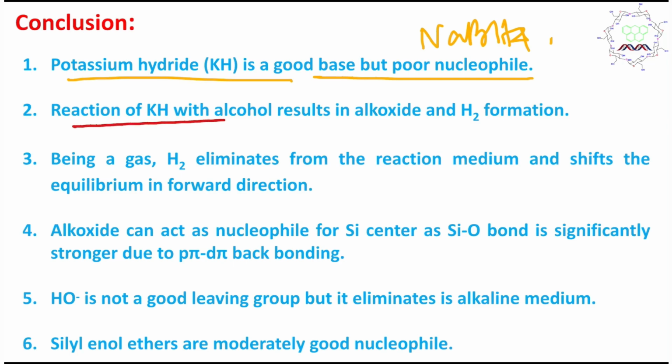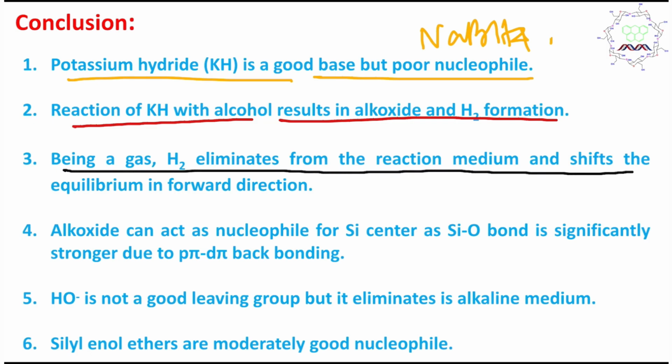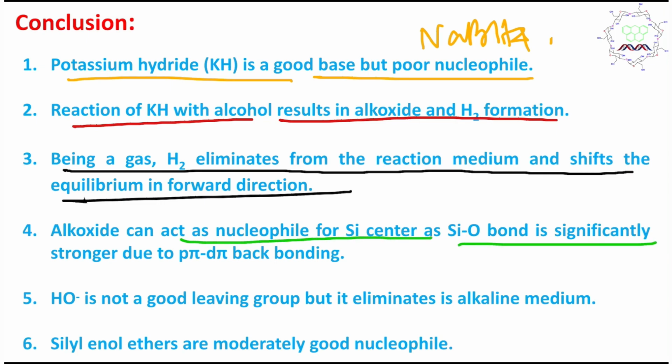Reaction of potassium hydride with alcohol results in alkoxide and hydrogen formation, and being a gas, this hydrogen comes out from the reaction medium and shifts the equilibrium in the forward direction. And this alkoxide can also act as a nucleophile to the silicon center, because the silicon oxygen bond is significantly stronger due to p-pi d-pi back bonding, and this back bonding electron comes from the oxygen side.